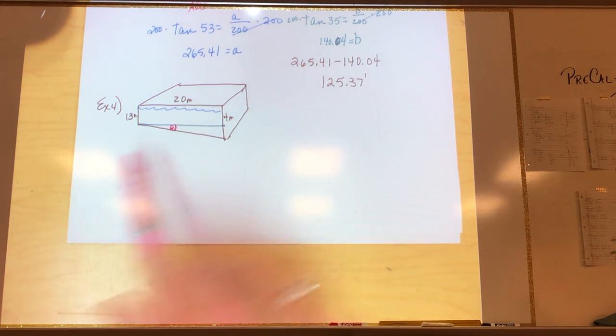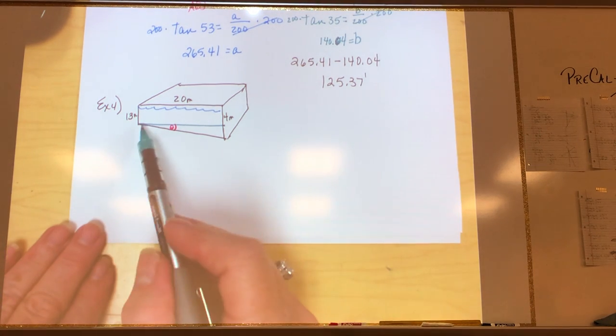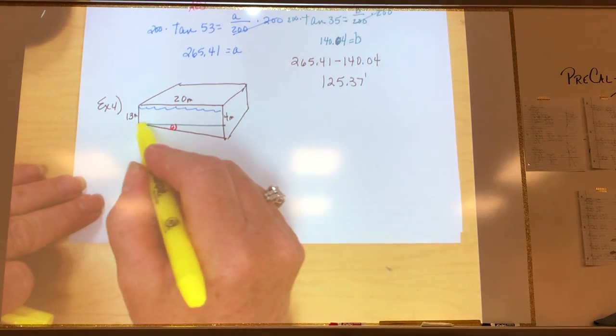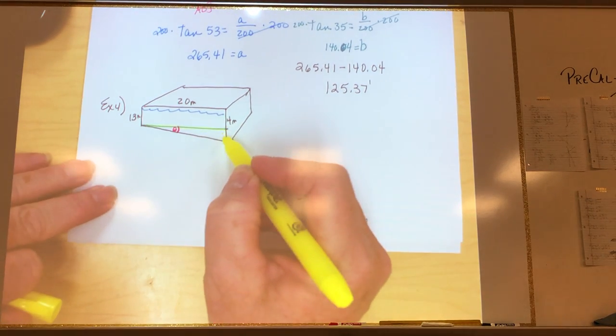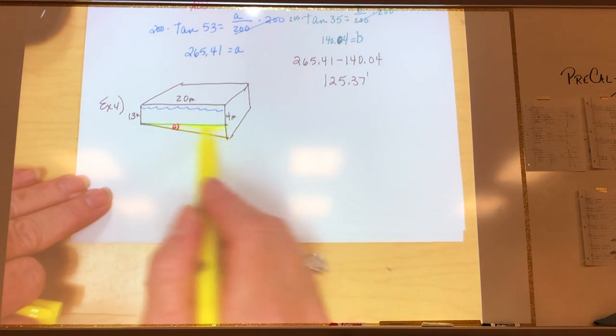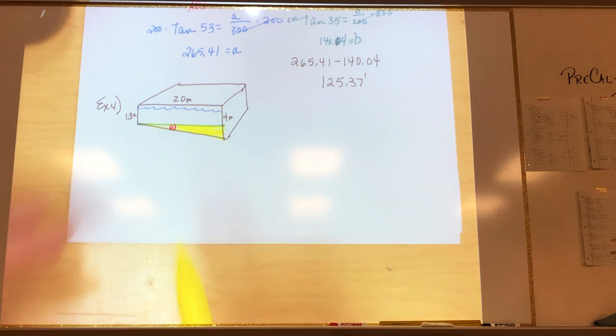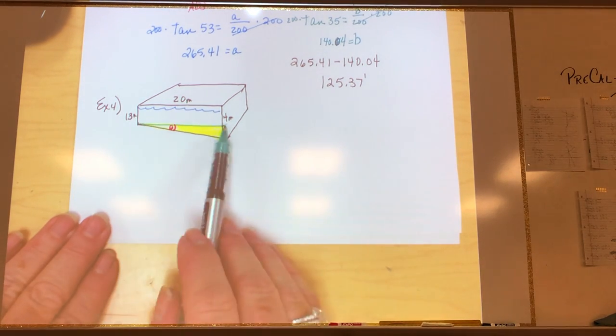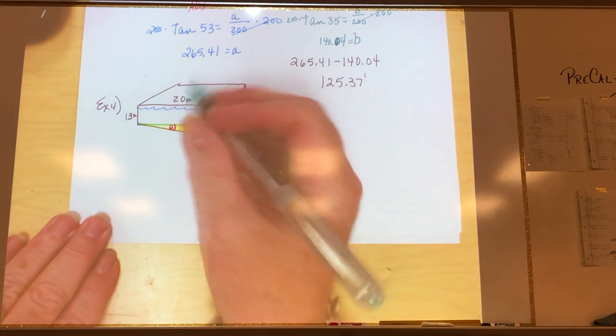That's my angle of depression. How much is it depressed downward? Okay, so let's see what we know. Do you see my triangle? Here's my triangle right here, outlined in blue. Do you know this side right here? Yes, 20 meters. The opposite.